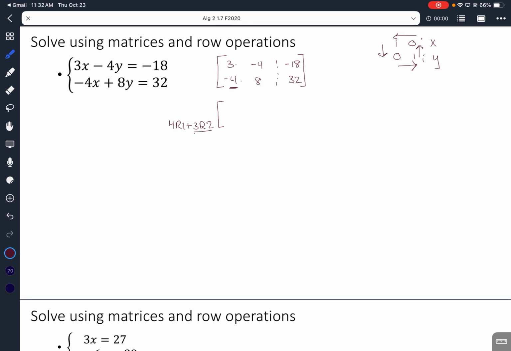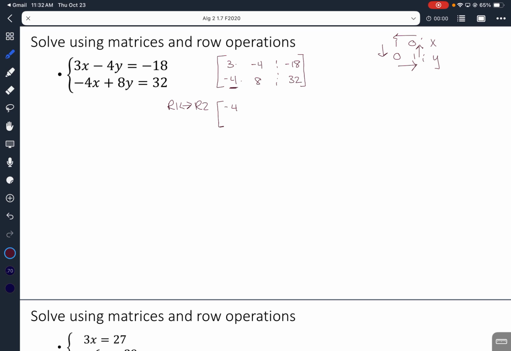So where's 12 at? Actually, I'm going to do something different. I don't want to do that. Look at row 2. What do you notice about it? It's negative 4 and 8. 4 goes into all of it, yes? And since 4 goes into all of it, could I get 1 really easily? Yeah. So, you know what I'm going to do? I'm going to switch row 1 and row 2.